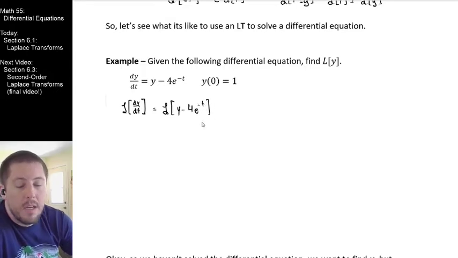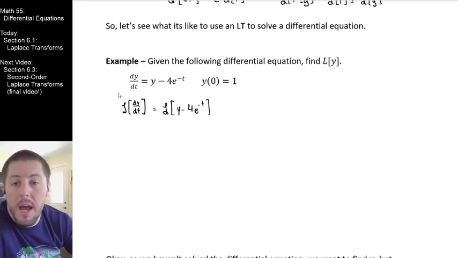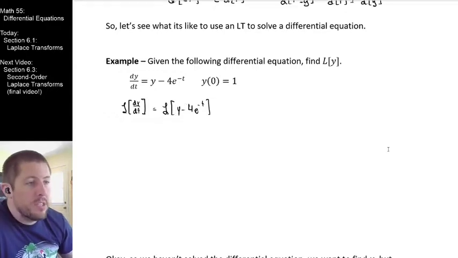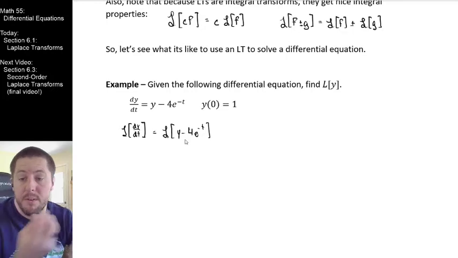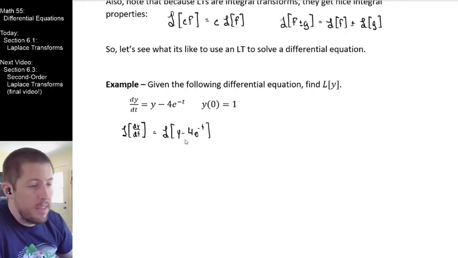Now, a couple things I want to do right up front. One, I know what the Laplace transform of dy/dt is, so I'm just going to copy that down from what we saw above. Two, we just stated that because Laplace transforms are integrals, really, that means that constants aren't affecting our Laplace transform, and with sums or differences, we can split it up over those things right there. So let's see all the things that we want to write for our next line right here.